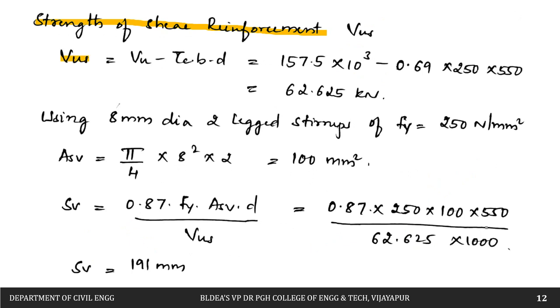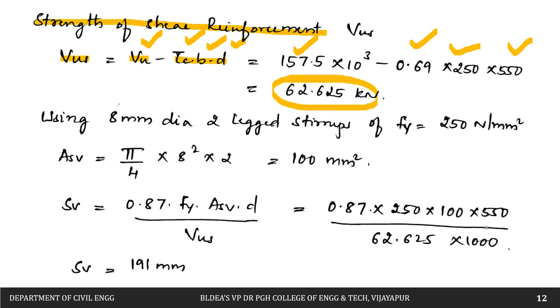So Vus is equal to Vu minus tau c into b into d. Vu is nothing but the total shear which is coming, 157.5 into 10 raised to 3, minus tau c is 0.69, b is 250, d is 550. If you substitute, you will get the answer as 62.625 kilonewtons.